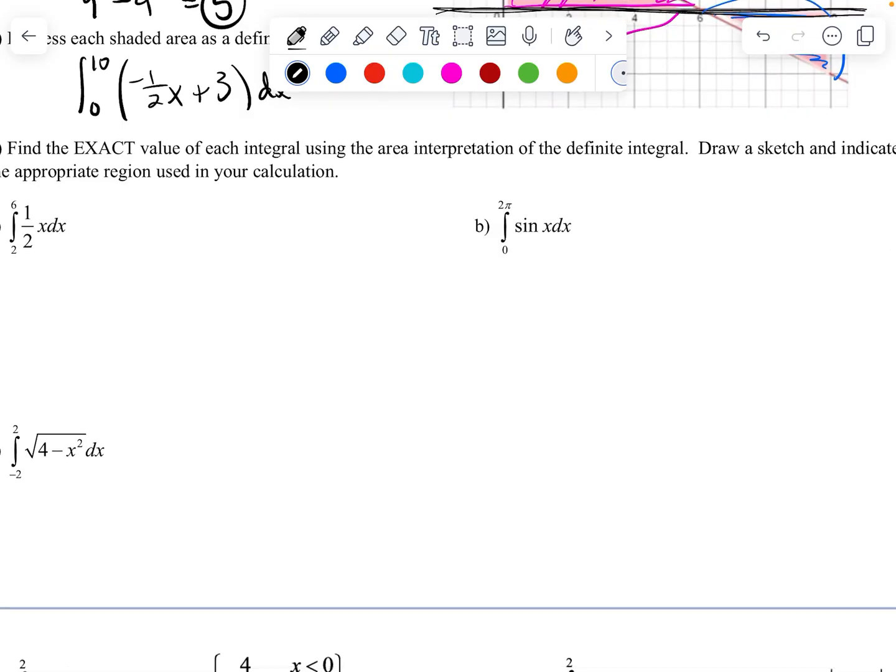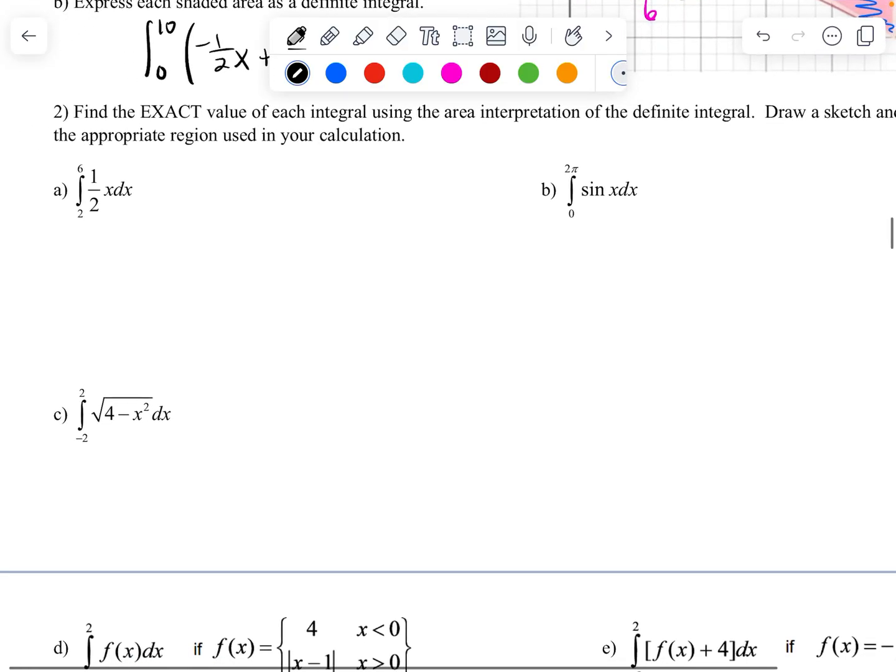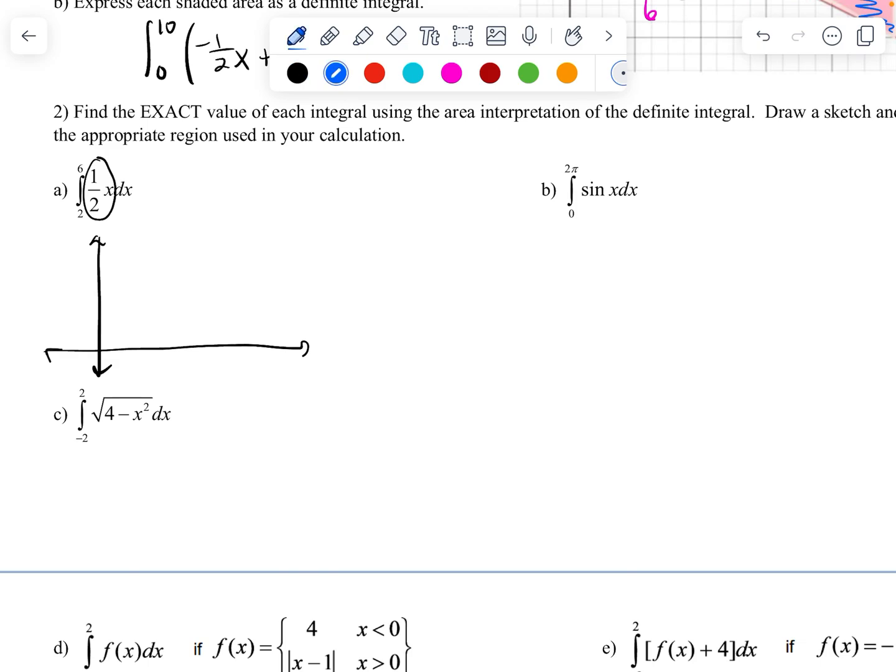Okay. So now what we're going to do is find the exact area of the integral. So what you're going to do is essentially draw a sketch of the graph. So here we're going from, I mean, this graph here, let me open that in blue. This graph, the way you want to think about it is f of x equals 1/2 x. Like this is a line. So what you're going to do is just graph the line.